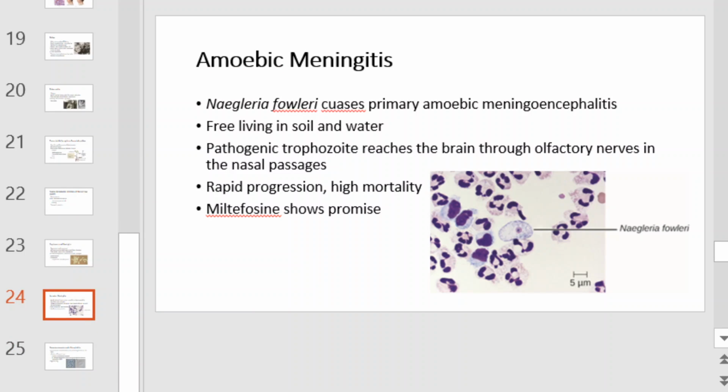Amoebic meningitis is caused by Naegleria fowleri. These are free-living organisms in the soil and water. They have a pathogenic trophozoite which reaches the brain through olfactory nerves in the nasal passages. It has a rapid progression and high mortality rate.